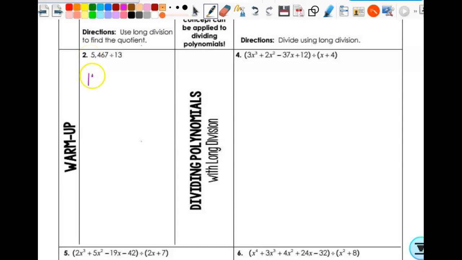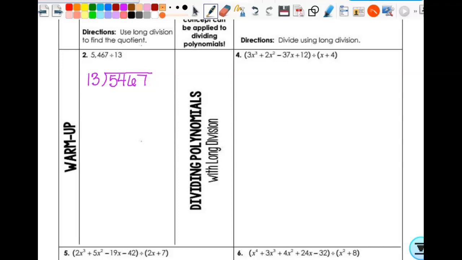So we know 13 divides into 5,467. We're going to do this just to talk about steps, because the steps that we take here are the steps that we take for polynomials. It just looks different, but really it's the same process. So when we do this, we take the first 2-digit number and try and divide it in there, right? Because obviously 13 doesn't go into 5. So 13 will divide into 54, then I have to decide how many times.